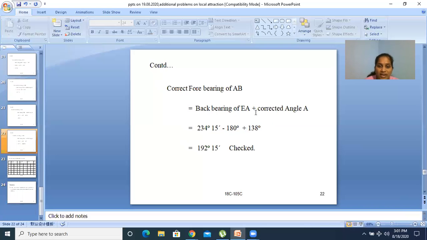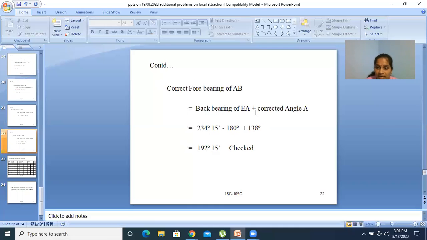Then the correct forebearing of AB line. You can use this one as a check. The correct forebearing of AB line is equal to the back bearing of EA line plus angle at that place. How can we get the back bearing of EA line?